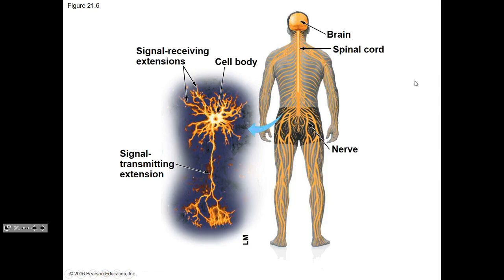So here's a nerve cell, and again, that whole structure and function. The structure of it means that it's going to be able to reach out and send signals to other cells and things that are around it.